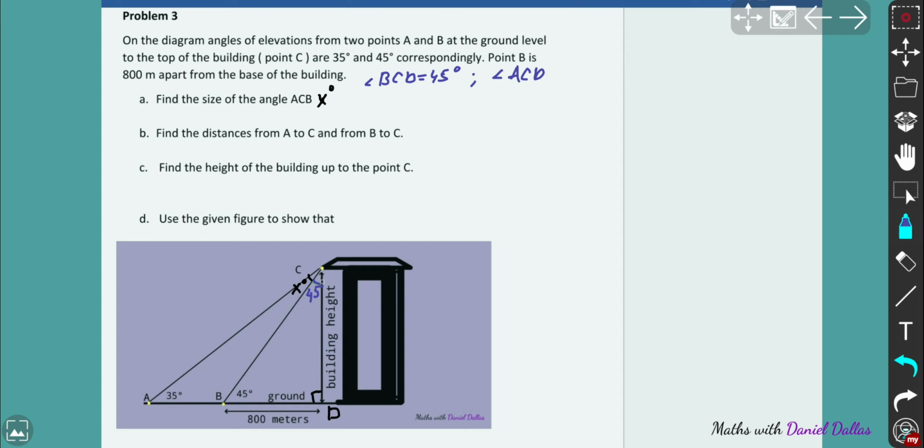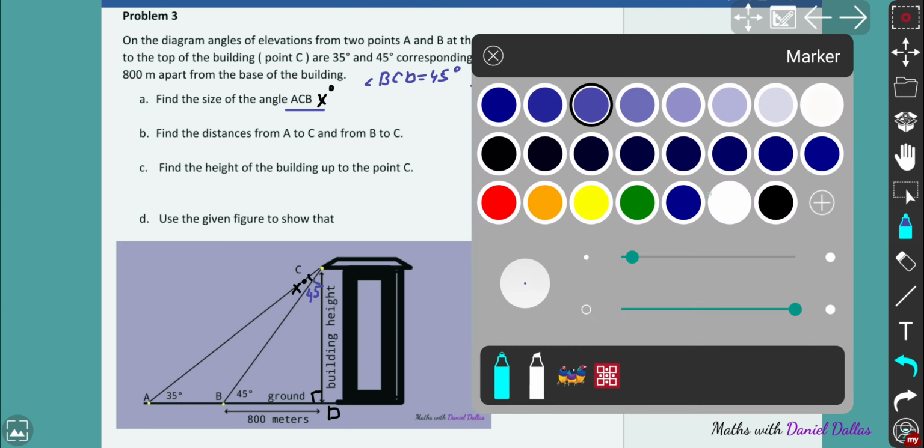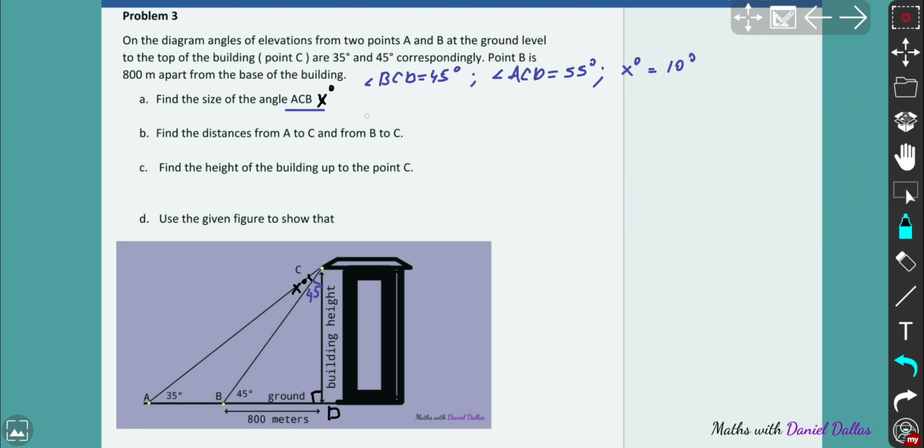So actually the top angle is going to be 10 degrees more. So that's 55. And actually we can figure out that angle X is simply 10 degrees. So angle X is simply 10 degrees. So that's what stays for angle ACB. So that's why the answer is right there. So 10 degrees.